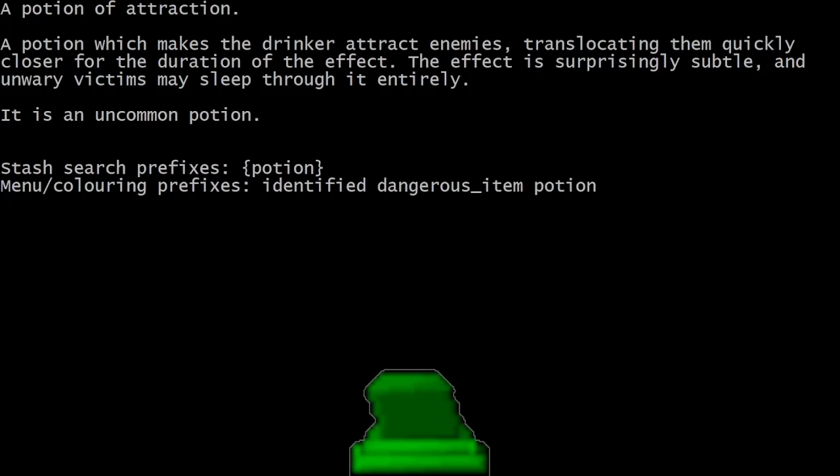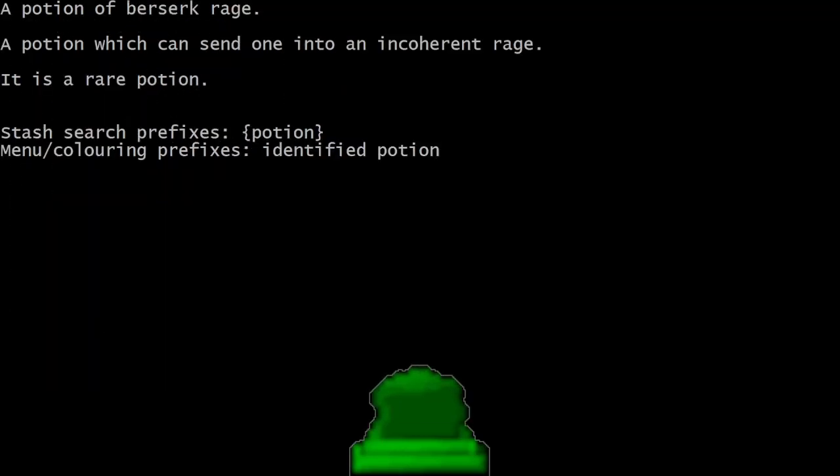Next on our list we have Potion of Cirque, a potion which can turn one into an incoherent rage. Okay, it is a rare potion, and it does exactly what it says on the label. With Berserk Rage, you probably all have played Throg at least once, so you know what Throg does with the Berserk abilities. Same stuff. It literally makes you Berserk and not much else, with the upsides and downsides of Berserking.